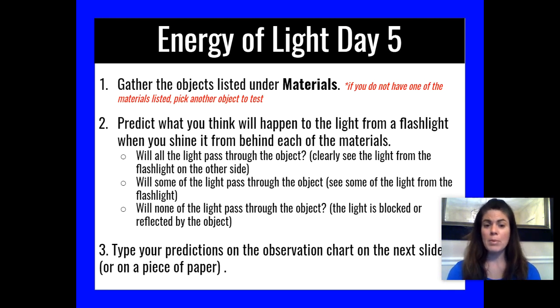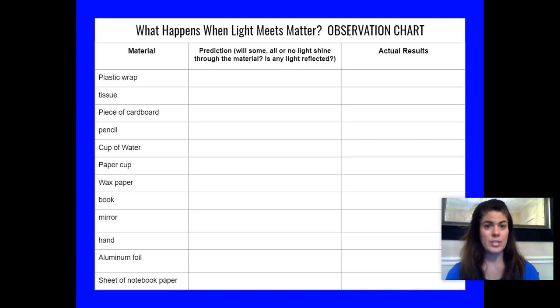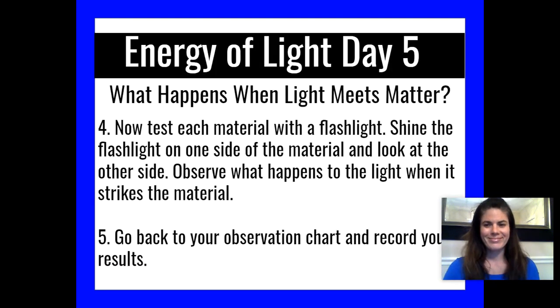Step 3 says, type your predictions on the observation chart on the next slide or on a piece of paper. Here's the observation chart I've included with this lesson. Again, I have the materials listed that I'm using. Now I'm going to fill out the middle column. In the middle column, you will simply write that some of the light will shine through, all of the light will shine through, or none of the light will shine through. Will some of the light be reflected? What do you think will happen with each material? Again, record that in the middle column for each object.